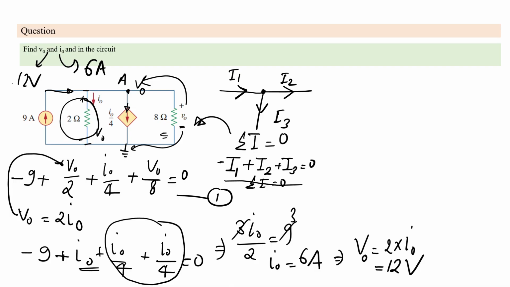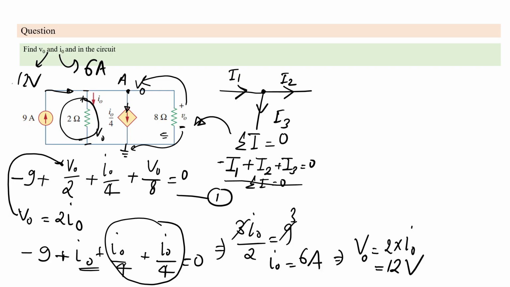So minus I1 for the current coming into the system, and I2 and I3 for the current going out of it. The same we will apply to the circuit: minus 9, which is coming in, plus V0 by 2, plus I0 by 4, plus V0 by 8. Why V0 by 2? Because the voltage drop across the 8 ohm will appear across the 2 ohm as well. Plus I0 by 4 because it is leaving the node, plus V0 by 8 by the same method.